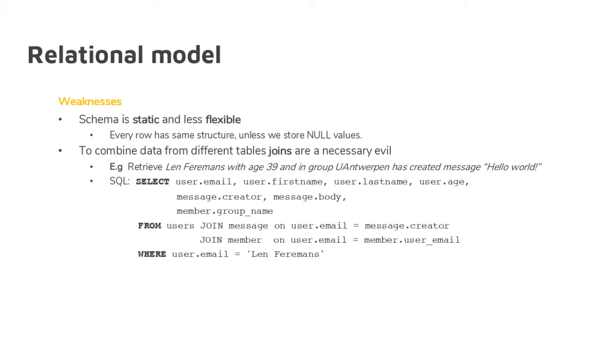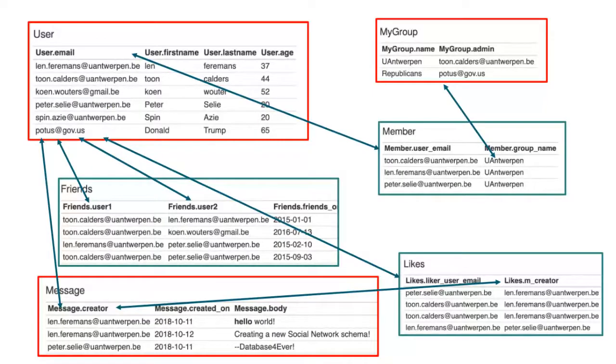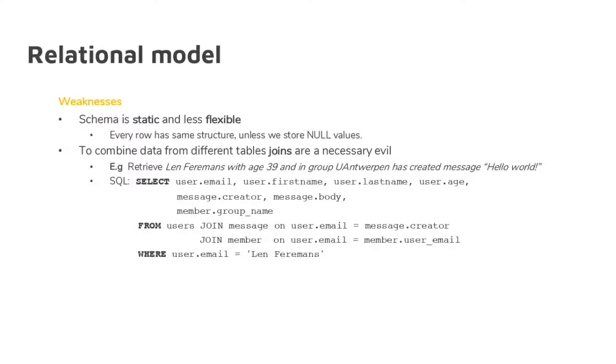Also, to combine data from different tables, you have to do joins. So joins are a key concept here. Whenever you combine data from two tables, for instance, I'm just going back here, let's say I want not only the messages from every user, but also the first and the last name for every message creator. Then I have to join with the users table and get the first and last name from over there. So that would be a query where you need to join.